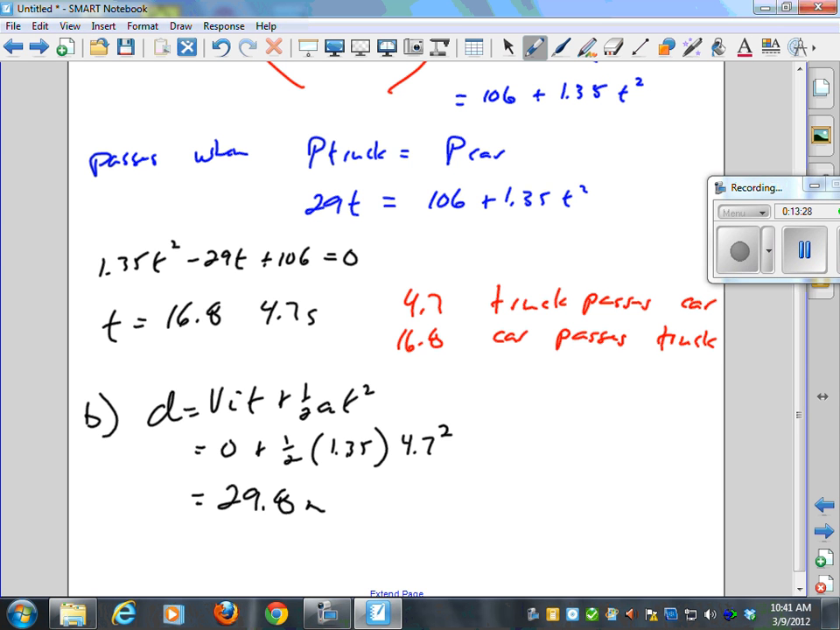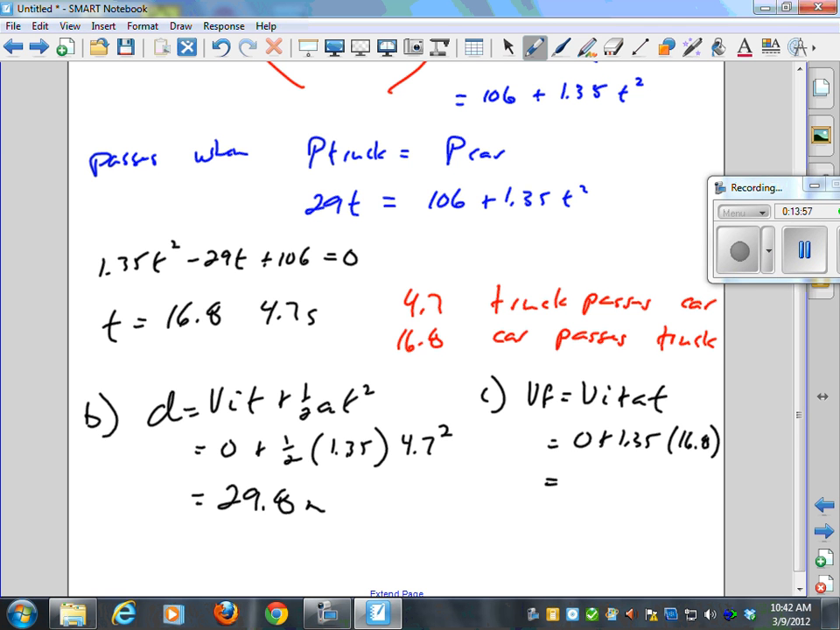And then in part C, when it asks how fast the car will be going when it overtakes the truck, that's a v_f equals v_i plus a t kind of question. The time here for the next one is 16.8.